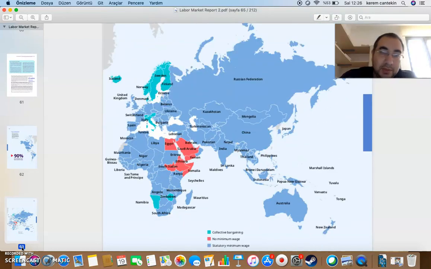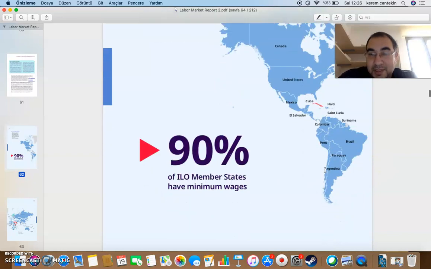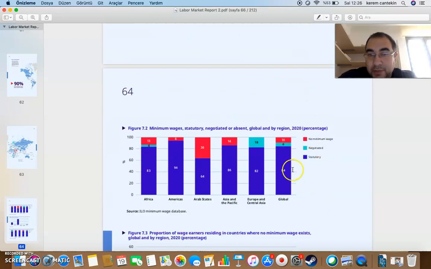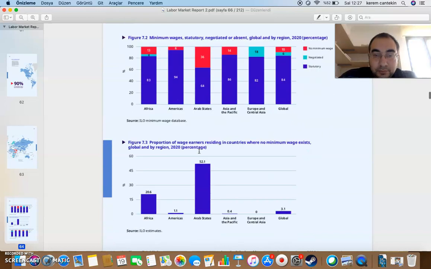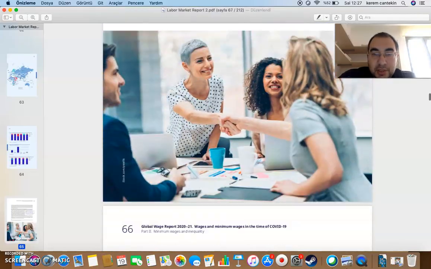So these are the countries without minimum wage, by the way. You can see here. Are there any countries here? In Cuba also you have the minimum wage. And this is the percentage in the world. I mean, 84% of the countries have a minimum wage stated by the state, and then you have 6% of the countries which have a negotiated minimum wage, and 10% of the countries without minimum wage. The highest percentage of countries without minimum wage are in the Arab region. Basically, you can see the distribution among the different countries.